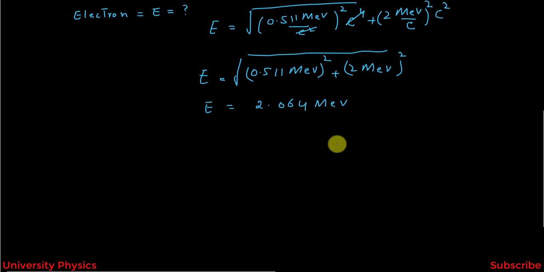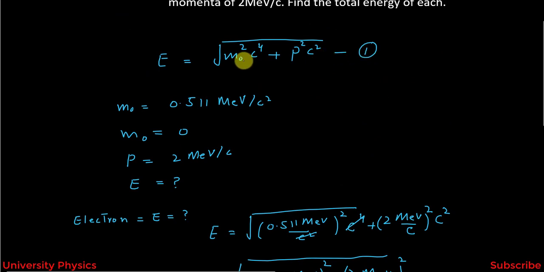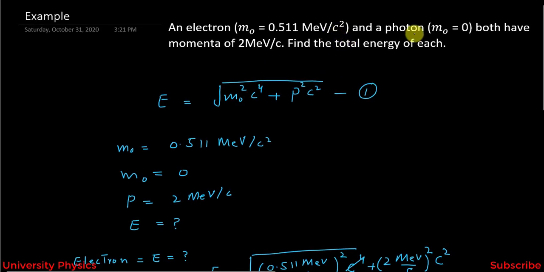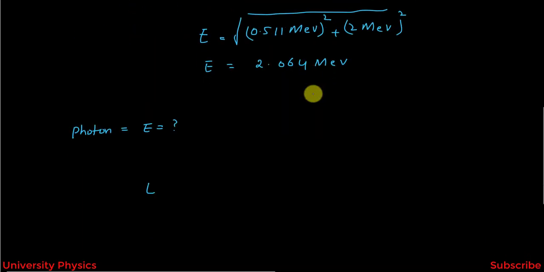Now we have to find the total energy of the photon. For this we use equation 1. In this equation, the rest mass of the photon is given as 0, so this term will become 0 and we will be left with only p square c square. So I can write equation 1 as E is equal to under root of p square c square, or I can write it like this, p times c. So I have to put the value in this equation.